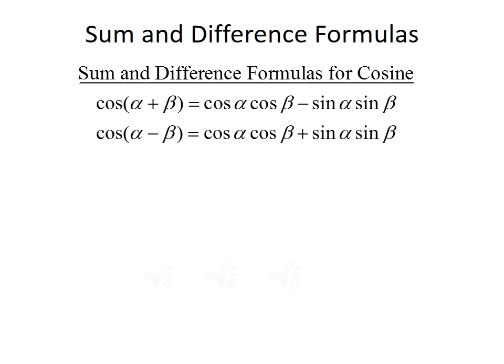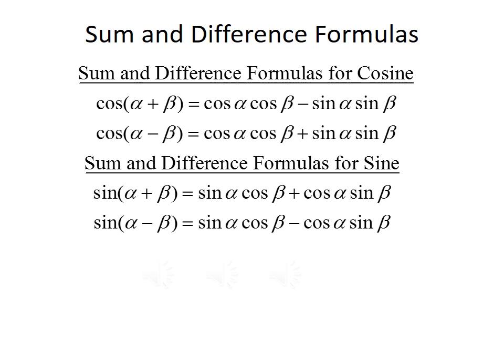So let's start with the sum and difference formulas for cosine. We have that the cosine of the sum of two angles, alpha and beta, is equal to cosine alpha times cosine beta minus sine alpha sine beta, and the cosine of the difference of two angles, alpha minus beta, equals cosine alpha cosine beta plus sine alpha sine beta.